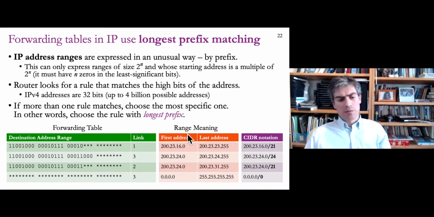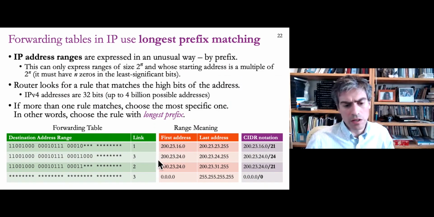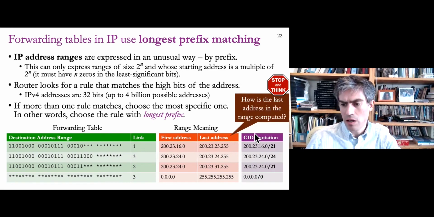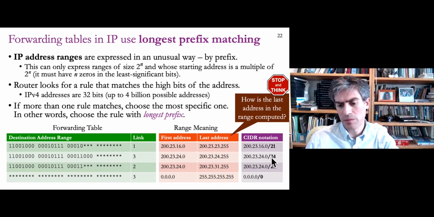Okay, so I think I said most of what's written here. If we can translate these ranges, which might be in CIDR notation, it could also be written in CIDR notation, into a range of first address and last address, like shown here. Okay, and also in CIDR notation. So I want you to actually, I can tell you, but before I tell you, why don't you think for a second about how we compute both the first address and the last address in this range and the CIDR notation, based on these bits in the prefix rule.